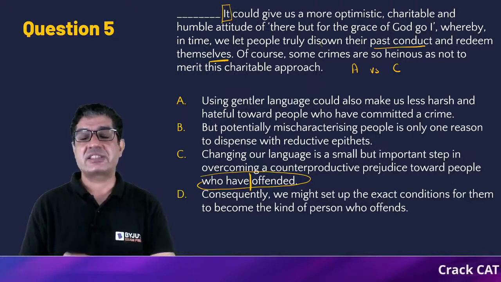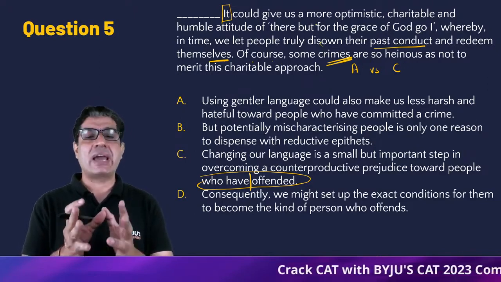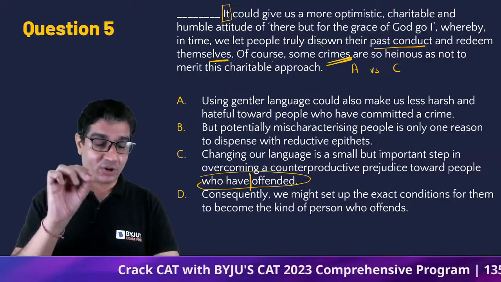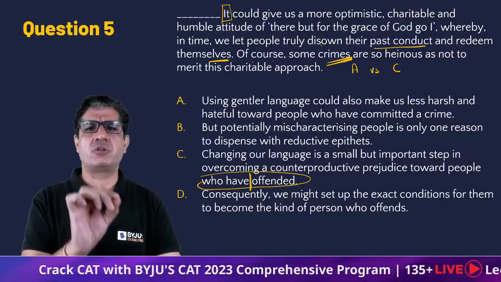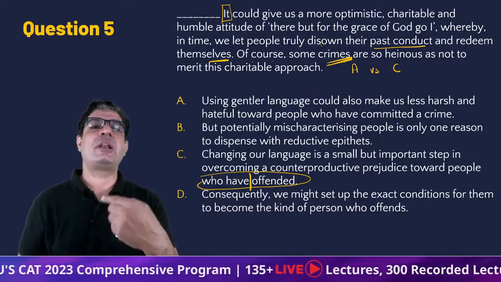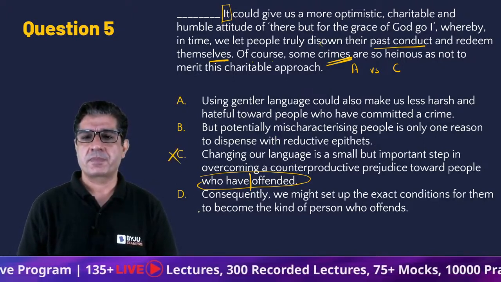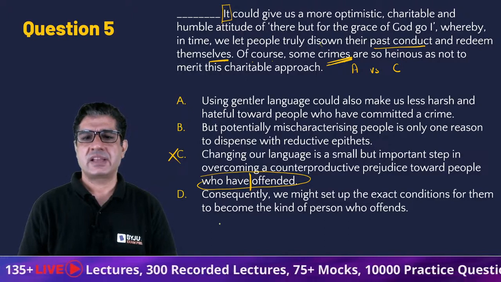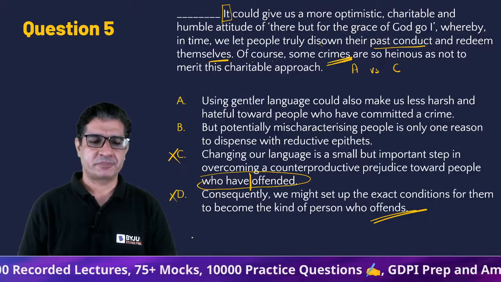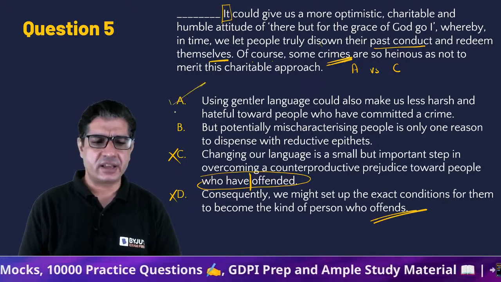And of course, look at the next sentence. Of course, some crimes are so heinous. So the paragraph is not merely talking about those who say things which are disagreeable to us. It talks about those who have actually gone on to do something that is wrong. So offended will not go with the theme of the paragraph, and that is why we can eliminate C. And even if you look at D, similar problem. So that is why the best answer is indeed A.